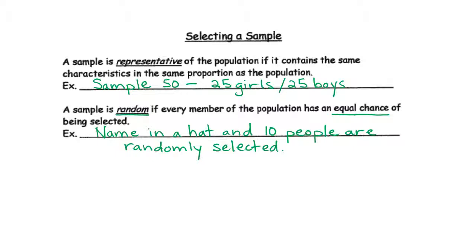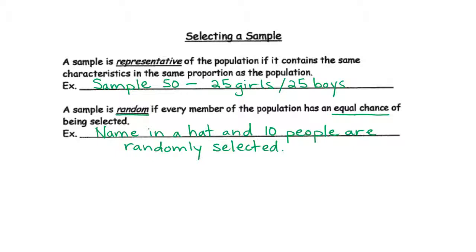A sample is random if every member of the population has an equal chance of being selected, has an equal chance. That's the important word here. So we want to say, for example, like a draw. If you put your name in a hat and you have a draw, then you have an equal chance as everyone else of being selected to do a survey.